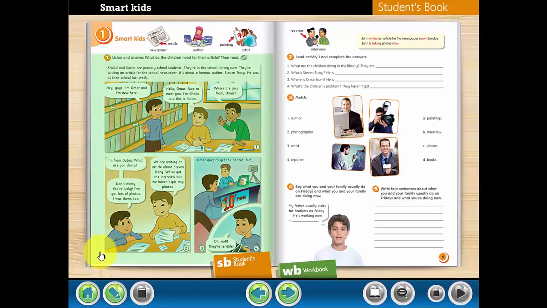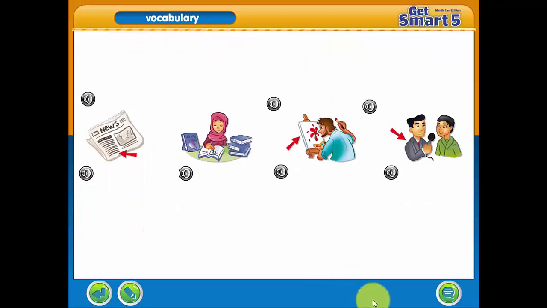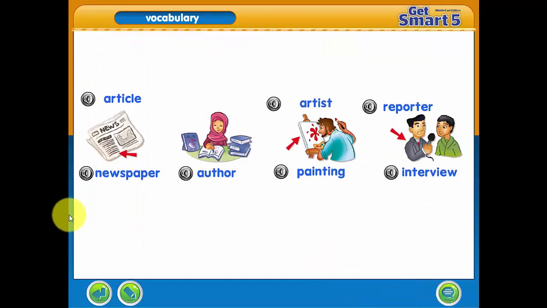Open your student's book to page 4. At the beginning, we have some vocab. Let's listen and repeat. Article. Article is a piece of writing included with others in a newspaper or magazine. هذه مقال. You can see it in a newspaper. So what is the meaning of newspaper from the picture? Newspaper. هذه الصحيفة.